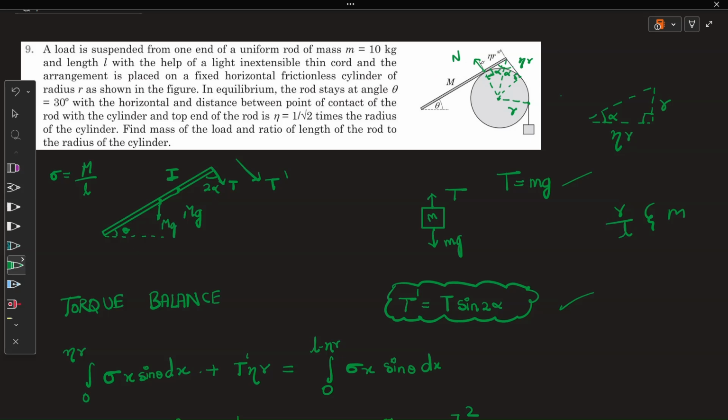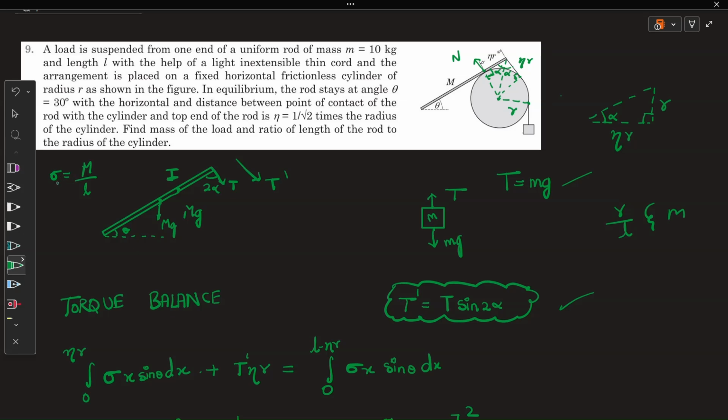So with respect to this point, we are doing torque balance. So mg they will consider acting at the center of mass of this rod, and this tension force creates some torque, right? They will consider t dash into L by 2 minus eta r. That is the average thing. So that method is used for averaging, but we need the exact value, right? So I'm just integrating it, as they have mentioned it as a uniform rod.